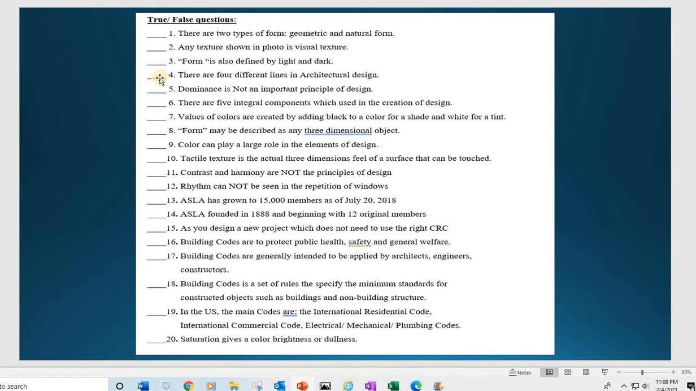Some people put it between them. I cannot read it, and that means you get 0. If you think that's true, put T, and if you think that's false, put F. That's it for all of them, 20 questions. I'm sorry, I said multiple choice, but it's true and false questions.